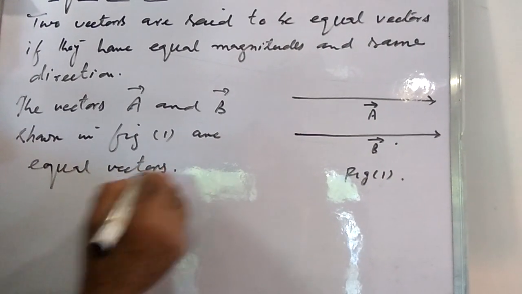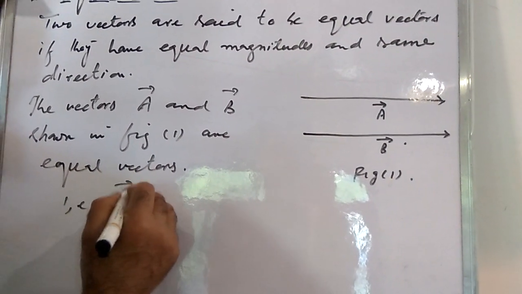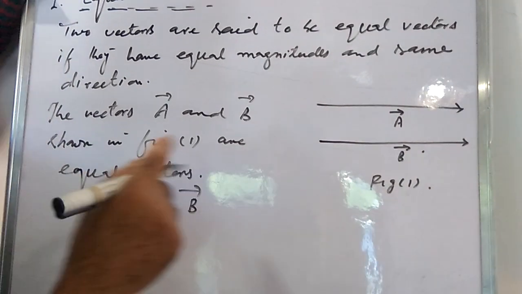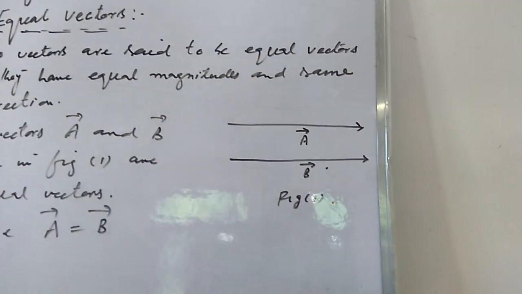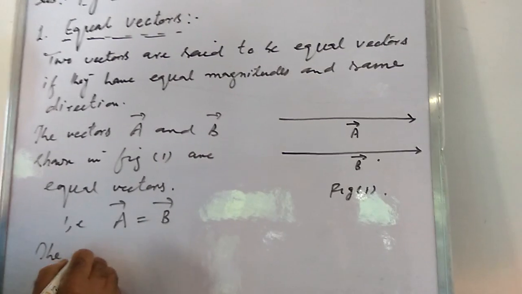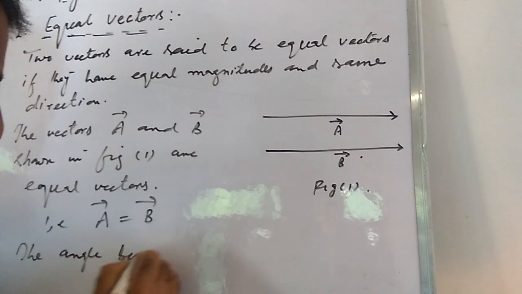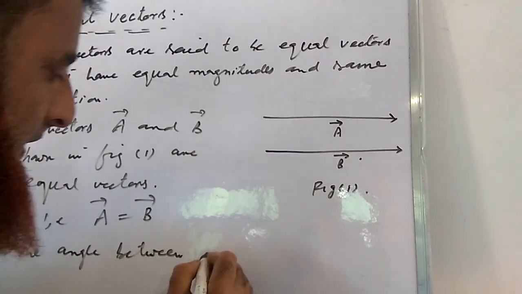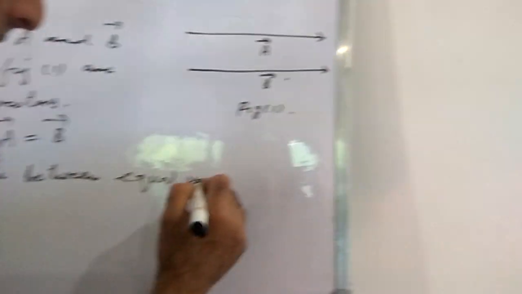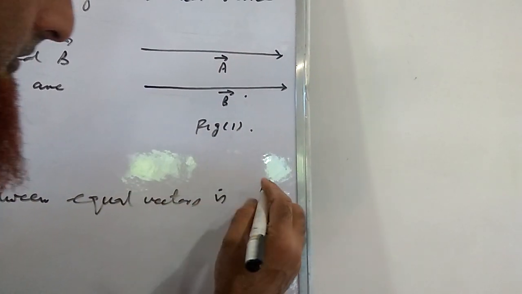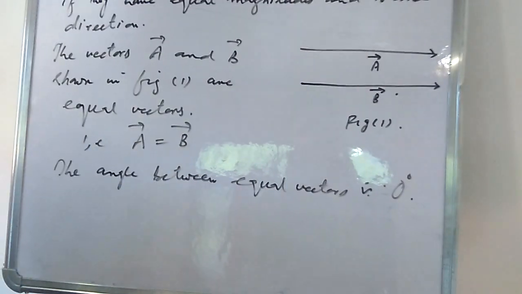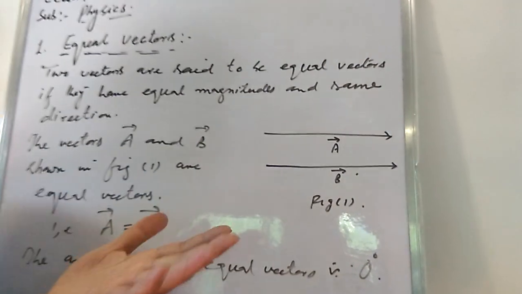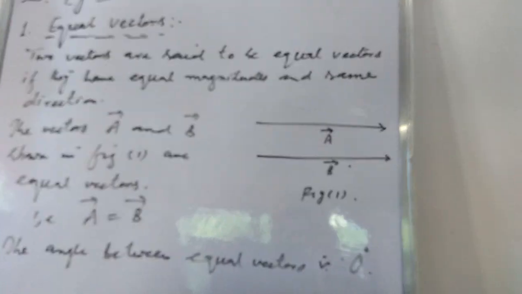The vectors A and B shown in figure first are equal vectors. That is A is equal to B. Why? Because they are having the equal magnitude and same direction. Now dear students, these are two vectors, the angle between them is 0 degree. The angle between equal vectors is 0 degree.